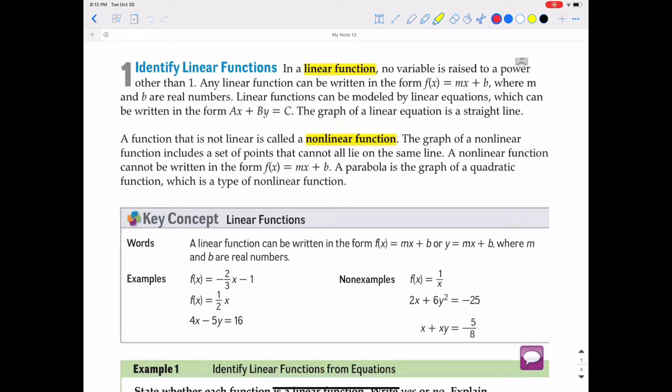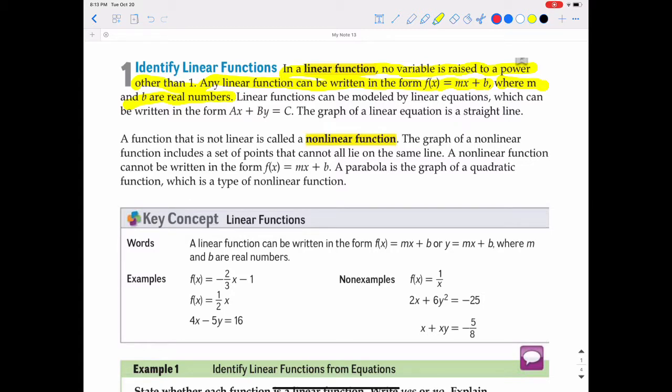This section deals with identifying linear and nonlinear functions and some types of symmetry. In a linear function, no variable is raised to a power other than 1. Any linear function can be written in the form of f of x equals mx plus b, otherwise known as y equals mx plus b, where m and b are real numbers. So if you can write an equation in the form of y equals mx plus b, otherwise known as slope-intercept form, then it is going to be a linear function.